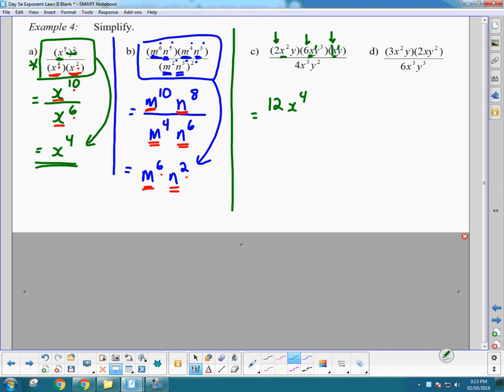Similarly, the y is being raised to the power of 1, this y is being raised to the power of 3, and this y is being raised to the power of 1. We're multiplying those, so we add the exponents. So 1 plus 3 is 4, plus 1 more is 5.